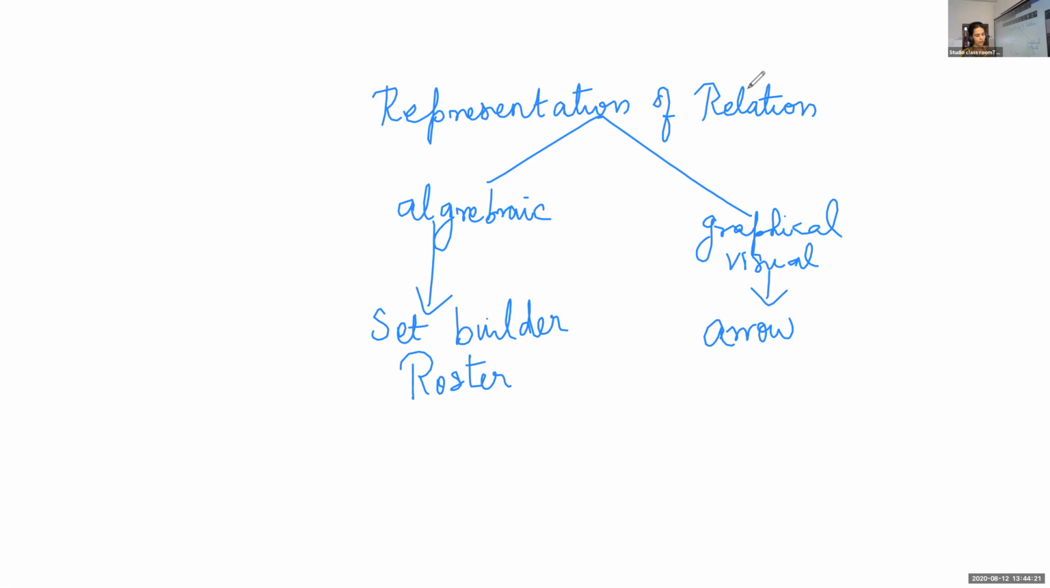Arrow diagram, now we are going to learn. Earlier I showed one example. We draw two sets, write the elements within the circles, and put arrows; we call it an arrow diagram. So a relation we can represent in two forms: algebraic form or visual, graphical form. In algebraic form, two types are there: set builder form and roster form. In graphical form, there is only one method, the arrow diagram form.